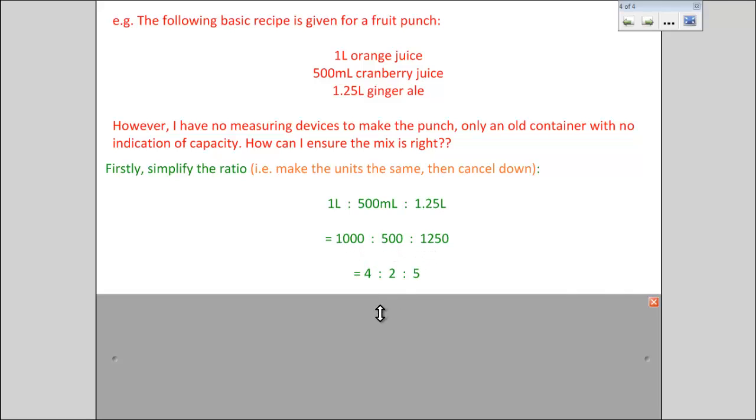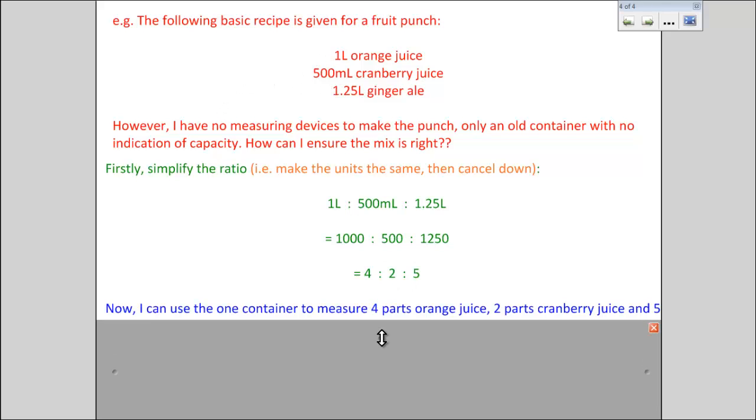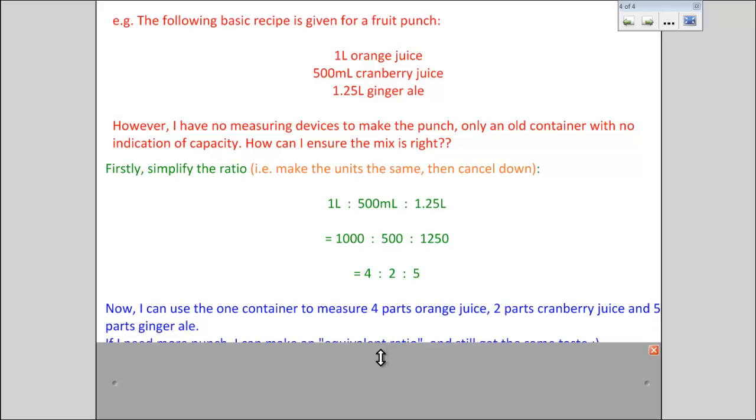What that means is that for this particular mix, we need 4 parts orange juice, 2 parts cranberry juice, and 5 parts ginger ale. It is important with ratios to make sure that the order you write your ratio in is the order you were talking about earlier. It needs to be the same corresponding order. Now that we know the ratio, we can use that container to measure 4 parts, 2 parts, and 5 parts and get the right mix.